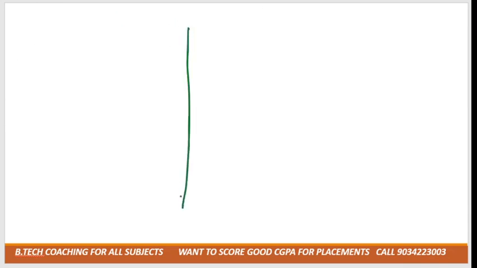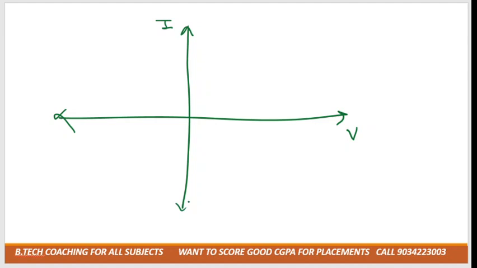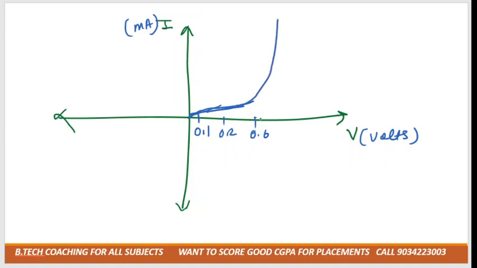So for that we can draw the VI characteristics. This one is the voltage and this one is the current. Voltage is in volts here, and current is in milliamperes here, because very little current is produced. We give 0.1 volt, a little bit of current increases. Again we give 0.2 volt, again a little more current increases, like this. Now we give 0.6 volt. At 0.6 volt, this wall will break down and current will flow very fast. As you can see, between 0.6 volt and 0.7 volt, current increases exponentially.